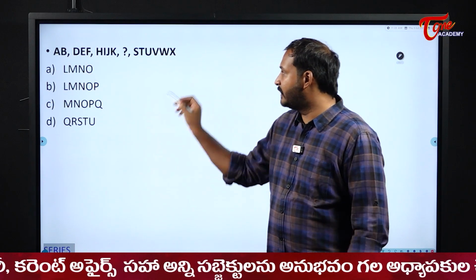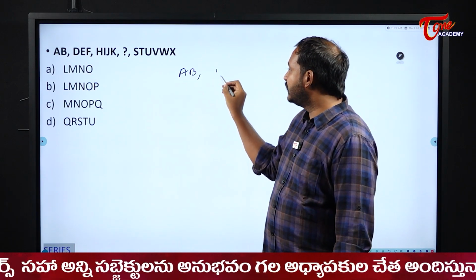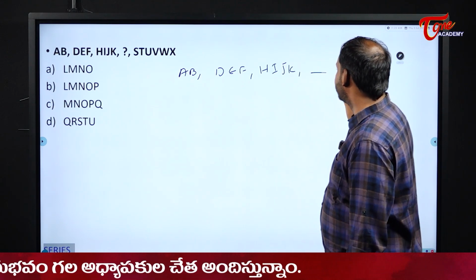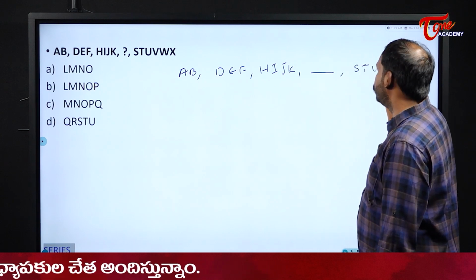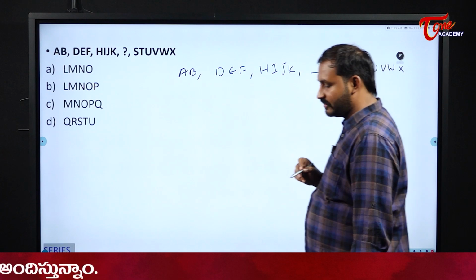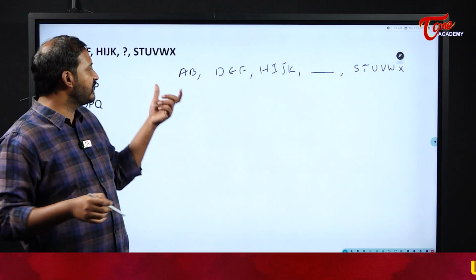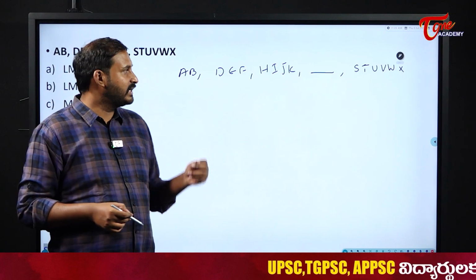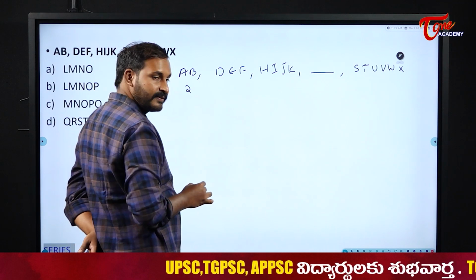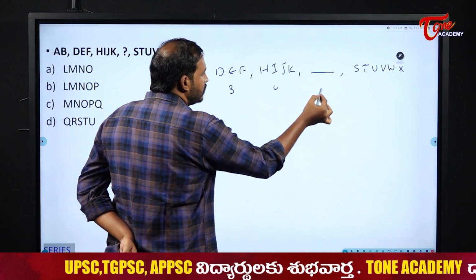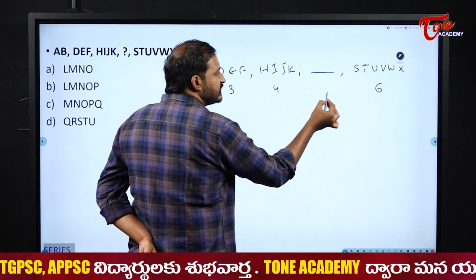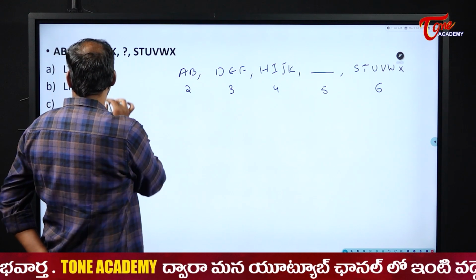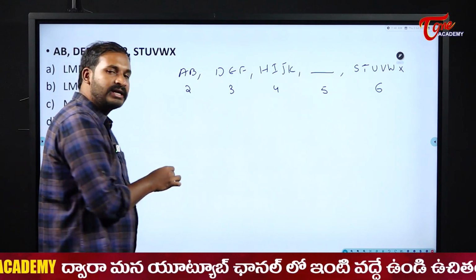Now see the next one: AB, DEF, HIJK, next something, and then next STUVWX. Now see here, students, in the previous examples we have seen either 2 letters together, or 1 letter together, or 3 letters together. But here what is happening? First I have 2 letters, next 3, next 4, next 6, 1 left. So obviously this will become a 5 letter one. Good. So here all the options are 5, except 1, all the remaining are 5.